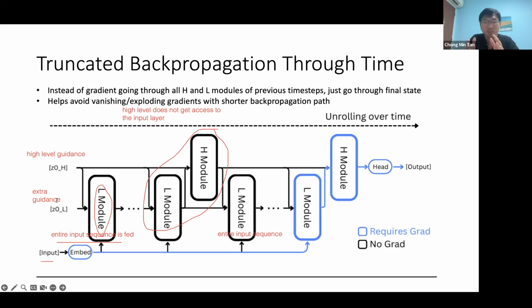So this extra guidance prompts and guides the transformer to process in a different way. All right. But this high level module here is not taking in the input directly, at least not in this path here, and also not in the code that I saw.